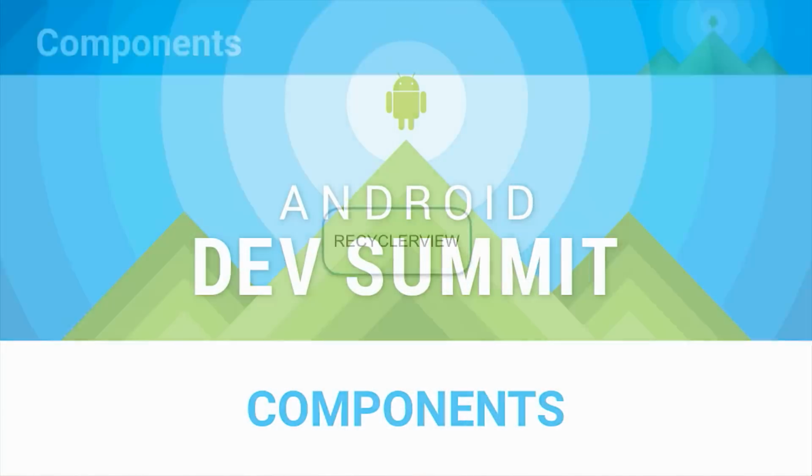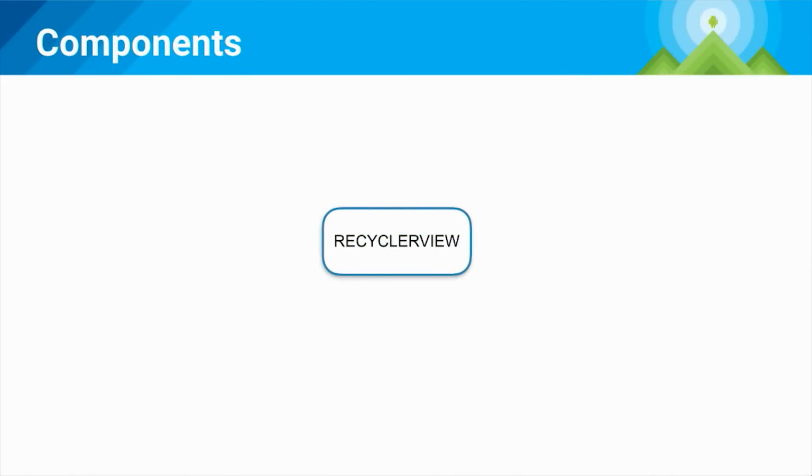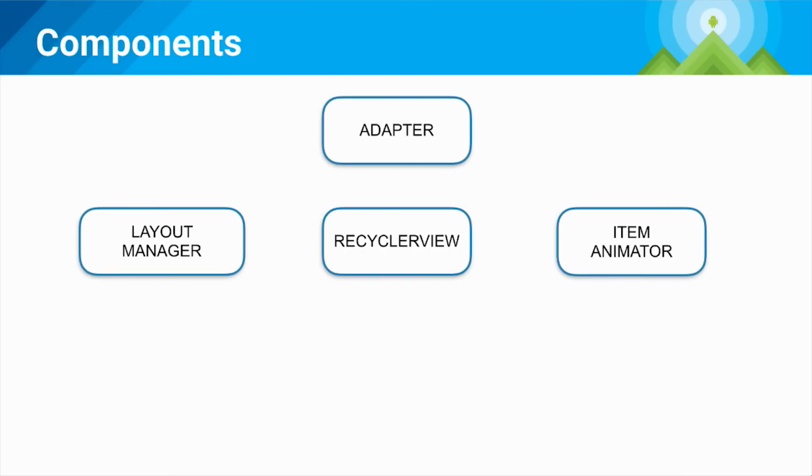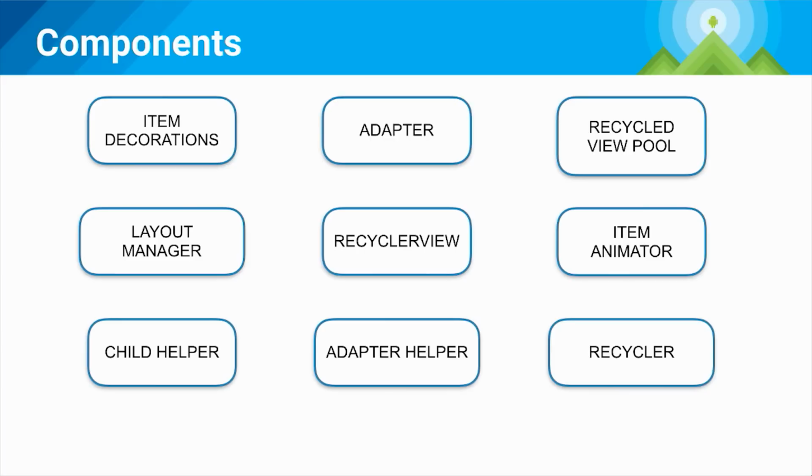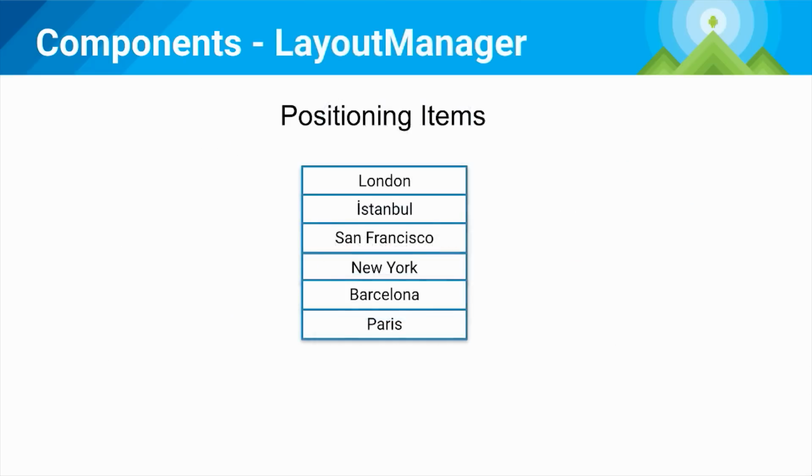OK, so let's start with the components. So this is RecyclerView, and many of you use the adapter, the layout manager, and the item animator. And some advanced users use the item decorations or even the pool. But actually, all the RecyclerView architecture is based on components. There are more components that you don't see inside. There's a child helper, which handles all these views coming in and out. The adapter helper, which handles your adapter updates, and the recycler. So let's quickly go through these components and know what they are doing.